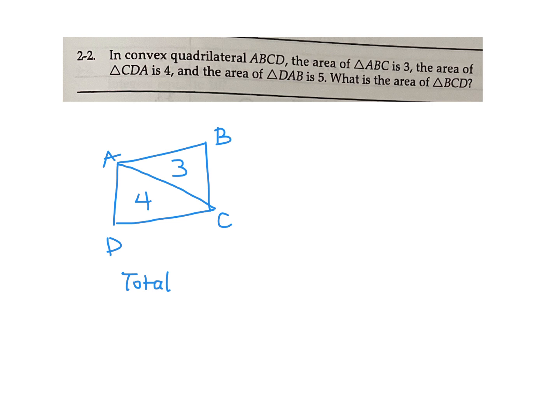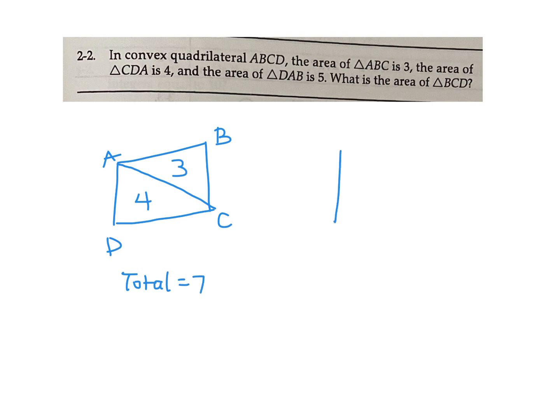In convex quadrilateral ABCD, the area of ABC is 3, CDA is 4, DAB is 5. What is the area of BCD? Okay, so let's draw a possible convex quadrilateral, whatever that is. So we have A, B, C, and D, and then chop it in half, and then they're saying ABC, this guy is 3, CDA is 4. So the total area of that is 7, obviously.